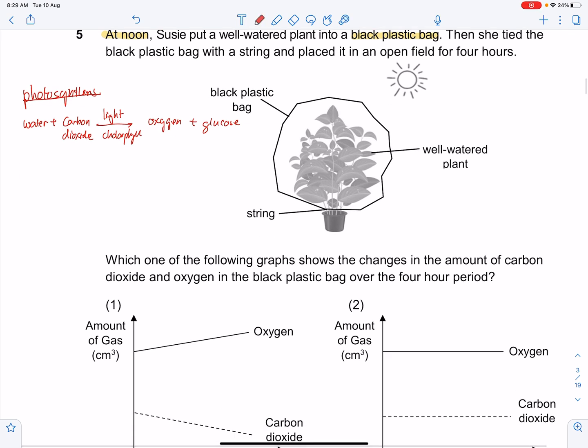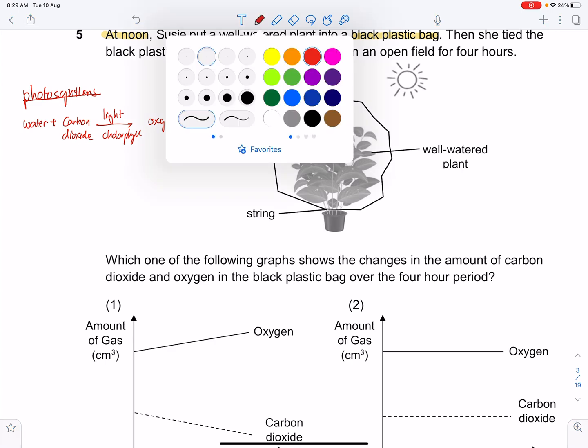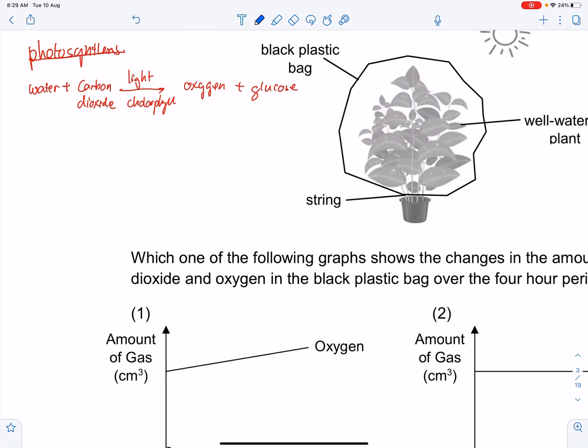Now, remember I said that there were 2 equations you're supposed to write. The second equation that you need to write would actually be respiration. So in respiration, you have your glucose, which is your sugar, together with oxygen. This is broken down to then release energy and carbon dioxide.